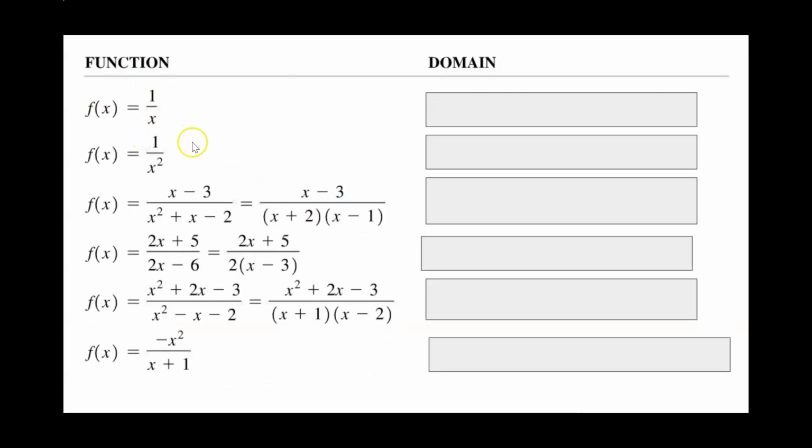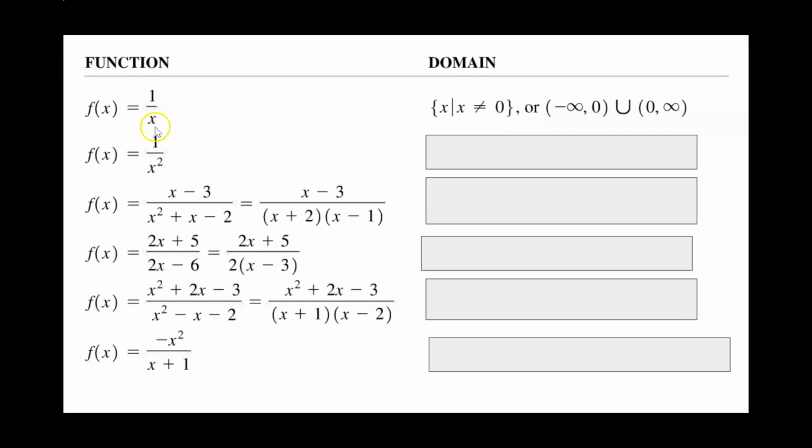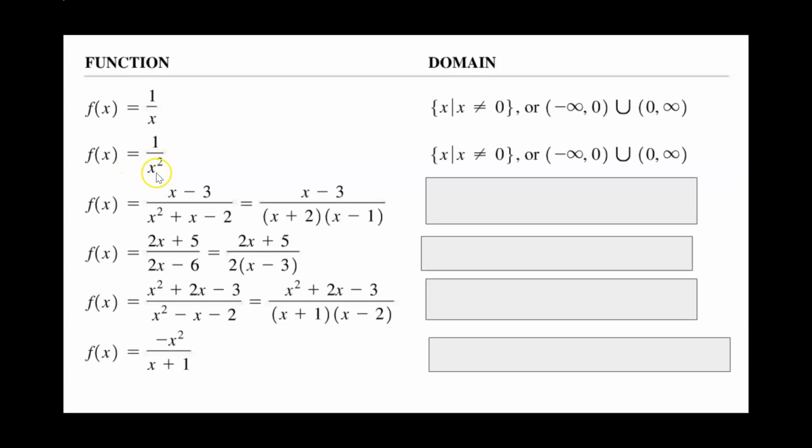Just looking at a couple of examples, again, remember, always set the bottom equal to 0. If it's just an x, that means the domain is from negative infinity to 0, and then 0 to positive infinity. 0 is the only one that's not going to work for this one. The same answer for this one. If you set this equal to 0, again, 0 is the only one that's going to make this a red flag. Now here, if you're given x squared plus x minus 2, you have to factor it to figure out what the zeros are, like in our previous chapter.